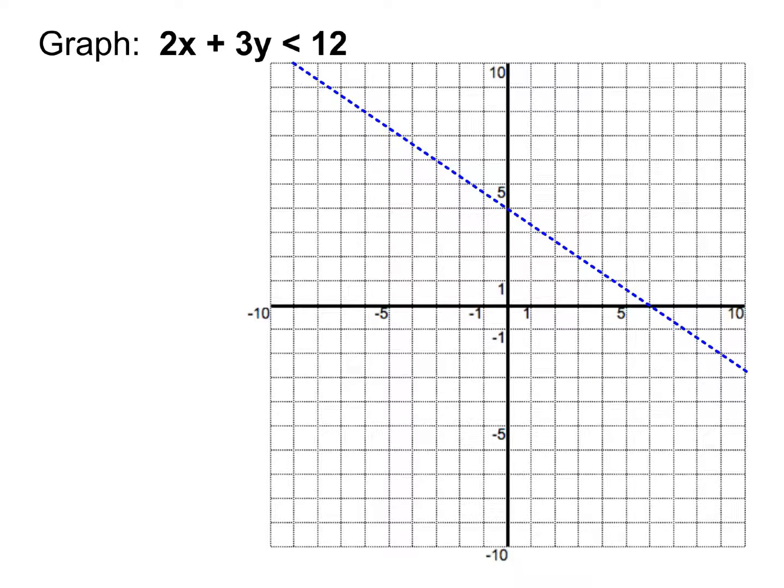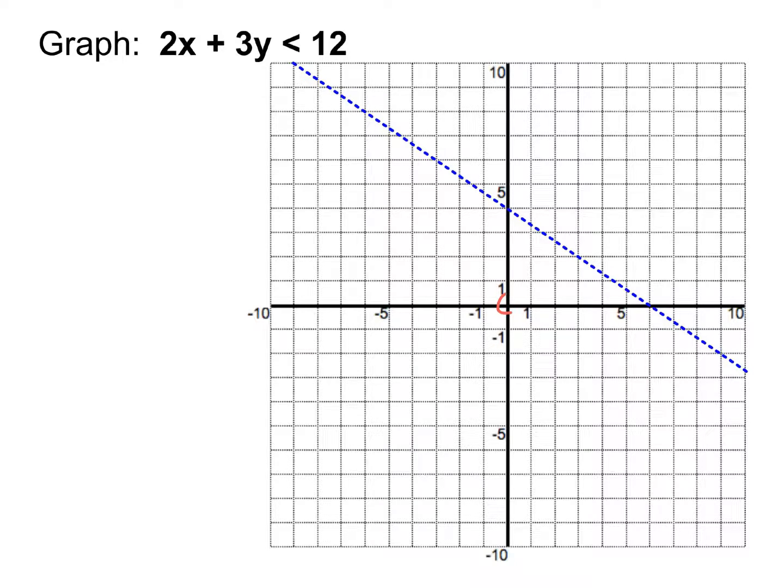I'm going to pick some point that is not on that line that I graphed. It can be any point up here. It can be any point down here. It doesn't matter. So let's pick one randomly. What's a nice, easy point to work with? So we got the 0, 0 is an easy point.